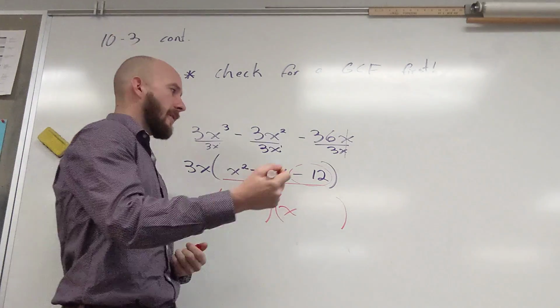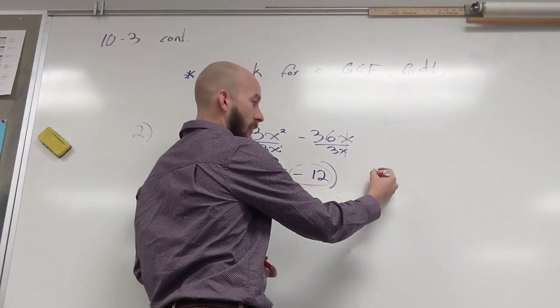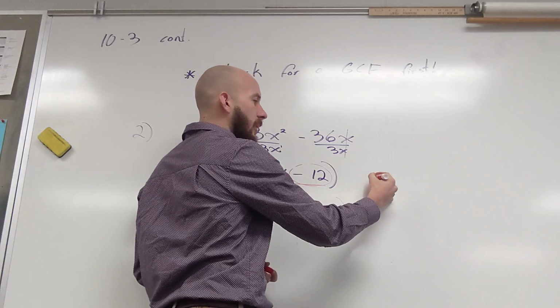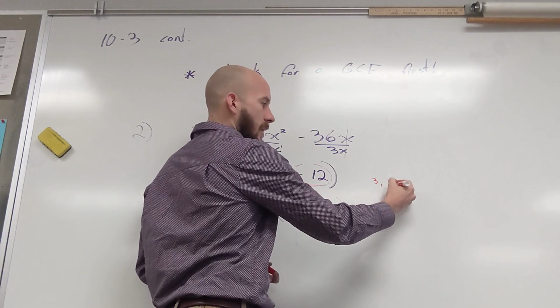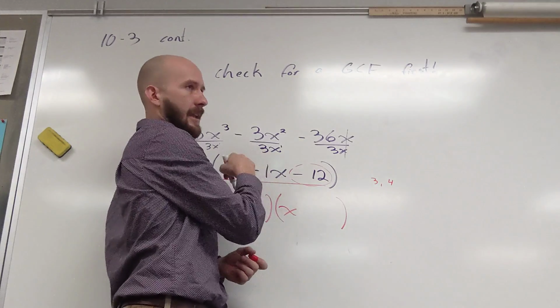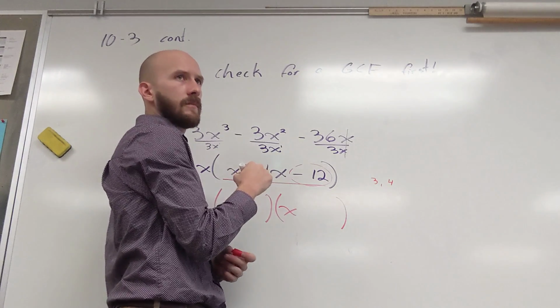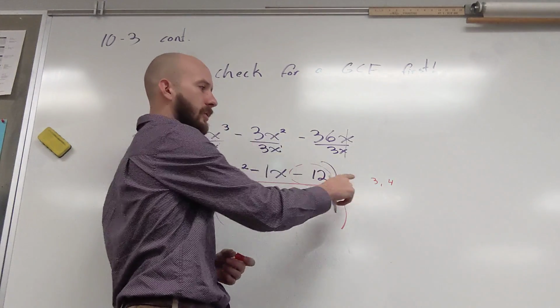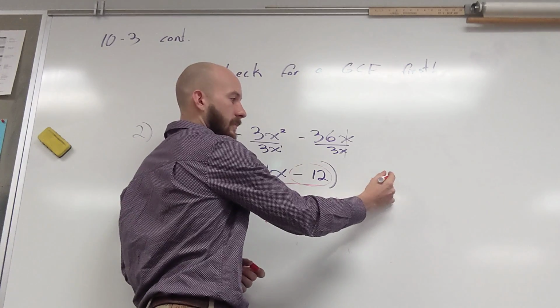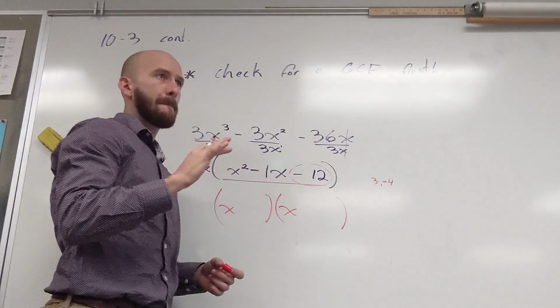Okay. So think about things that multiply to be 12. Well, 1 and 12 isn't going to do it. 2 and 6 isn't going to do it. 3 and 4, one of them has to be negative, and I need them to add to be -1. So which one should be negative? 4. Is everybody okay with that?